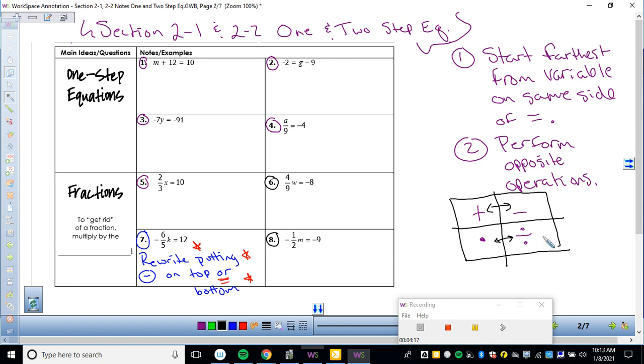There's a lot more operations that we'll do opposite operations for later on, but we're just going to start with adding, subtracting, multiplying, and dividing. So this would go into your notes, what we have over here. Start furthest from the variable on the same side of the equals, and then perform the opposite operations.